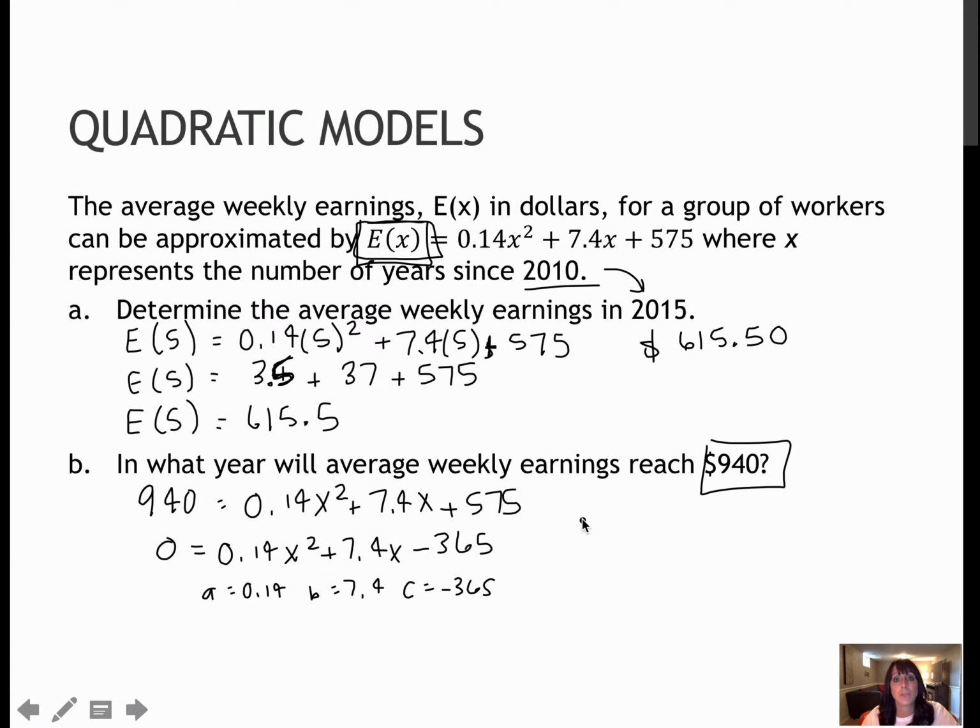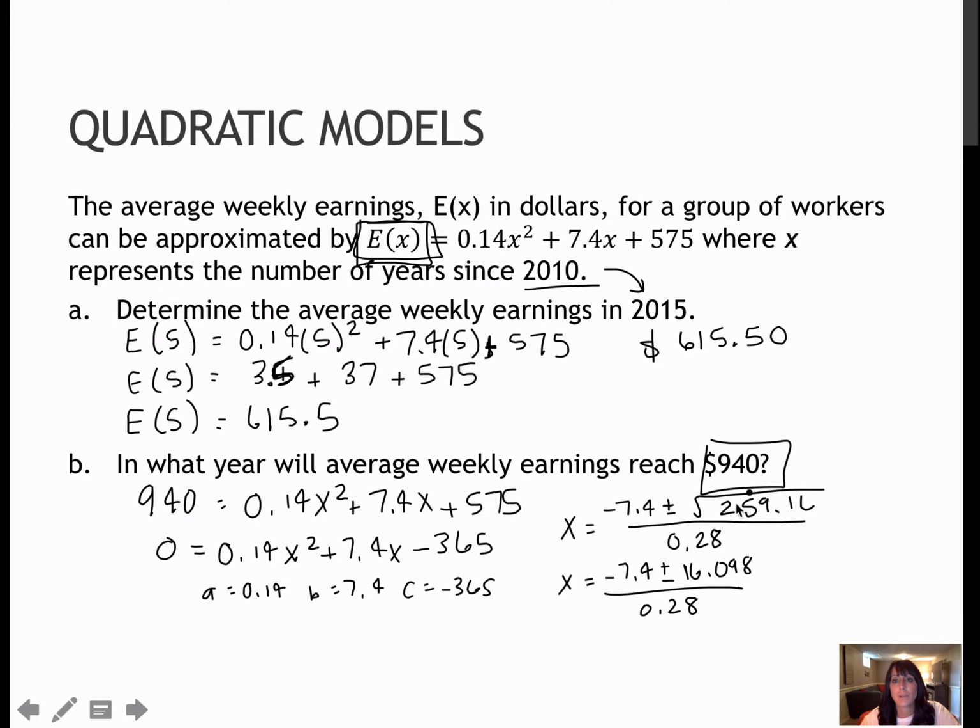I don't have a lot of room here, so I'm going to just give you the shortened version of the quadratic formula. X equals the opposite of B plus or minus the square root. Finding B squared minus 4AC gave me 259.16 over 0.28, which was 2a. The square root of 259.16 is about 16.098.